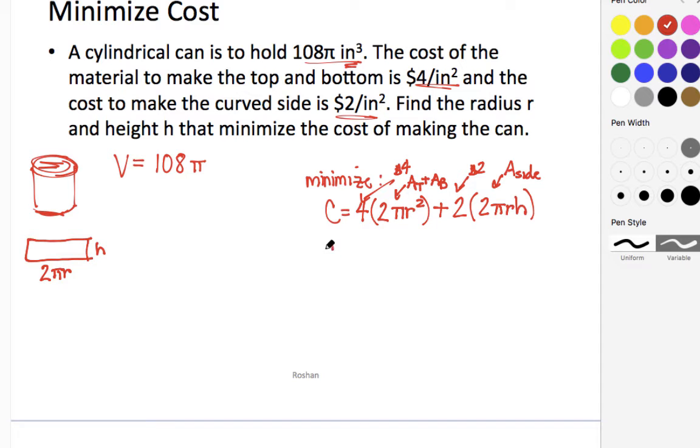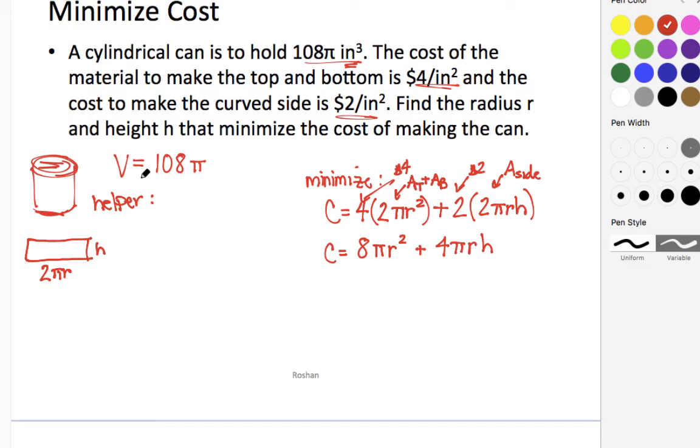Okay, so now I can simplify this down a bit, and I get 8 pi r squared plus 4 pi r h, which is excellent. But remember, before I take a derivative here, which is ultimately what I want to do, I want to use my helper equation to get everything in one variable. So my goal is probably to get everything in terms of r in this case. So here's going to be my helper right here.